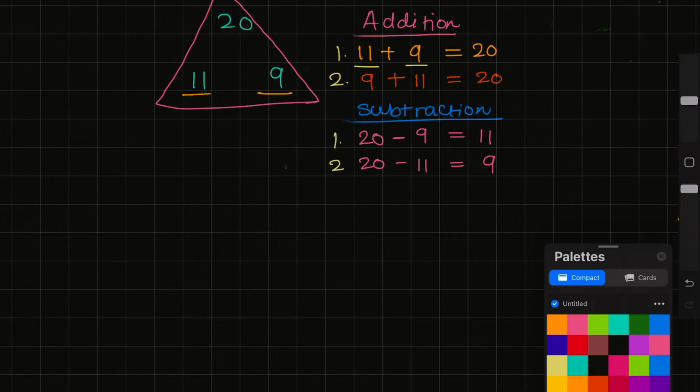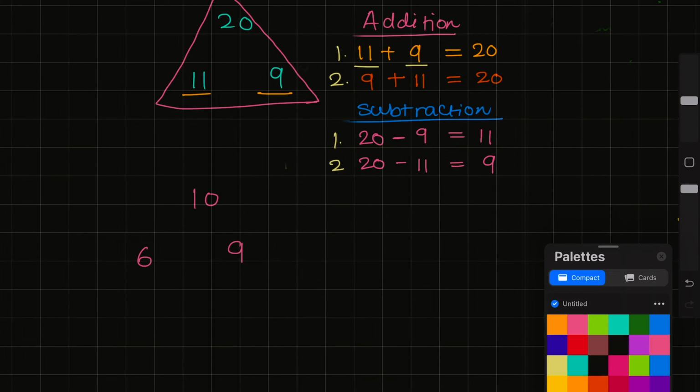And also remember, any 3 numbers cannot form a fact family. You cannot pick any 3 numbers and say that they belong to the same family. They should have a relationship between each other, like a normal human family, like our family. We all have some relation between each other. So to make a family, these 3 numbers should have a connection between them. To give you an example, we cannot say that 10, 6, and 9 belong to the same family.